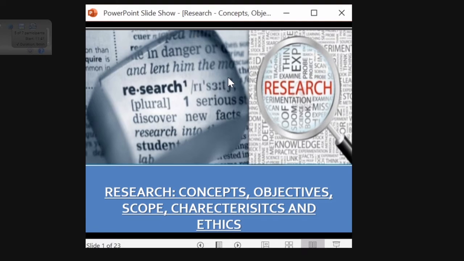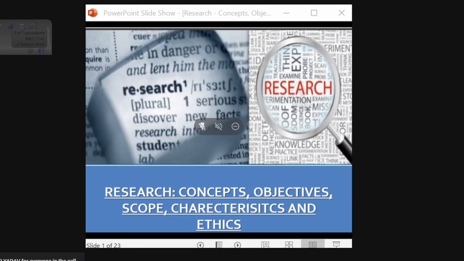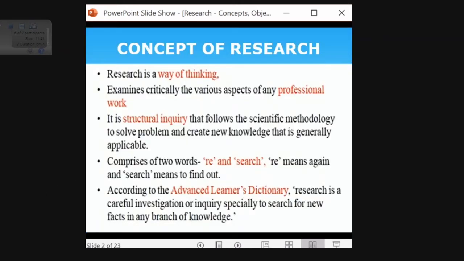So before going into the syllabus, I want to give you an overview about what is research and what is the need for research. After giving the overview, we can go into the syllabus from the next class. I have prepared my PPT in such a way that you can understand what research is, the concept of research, its objectives, scope, characteristics, and ethics of research. So we will see one by one.